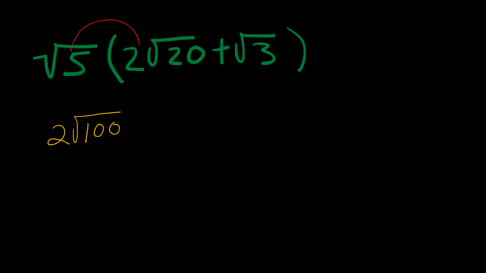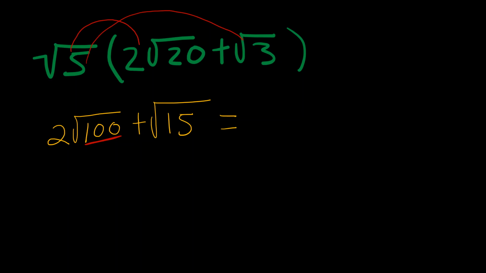Now let's do the next term. We have the square root of 5 times the square root of 3. So 5 and 3 is going to be 15. Can we simplify this equation? Yes, we can, right? Because 100 is a perfect square. So 10 times 10 is 100.